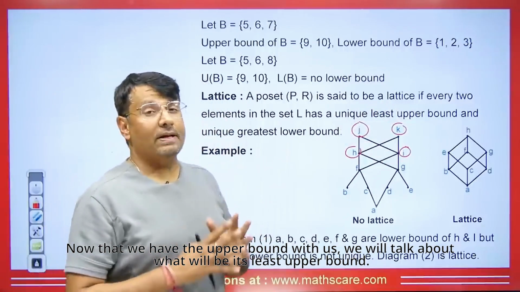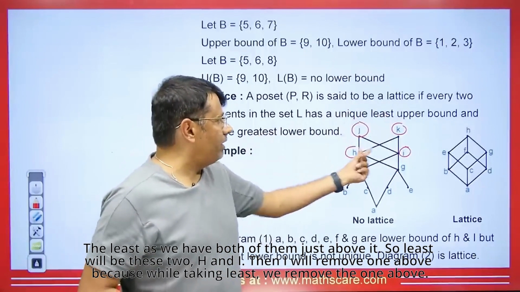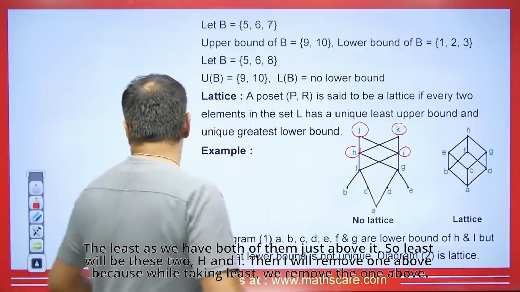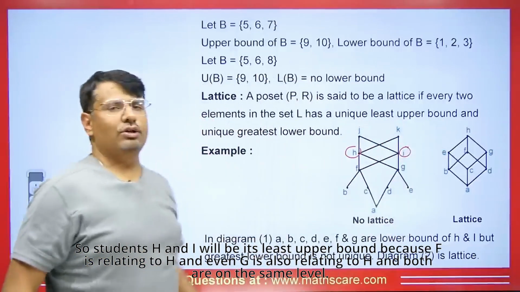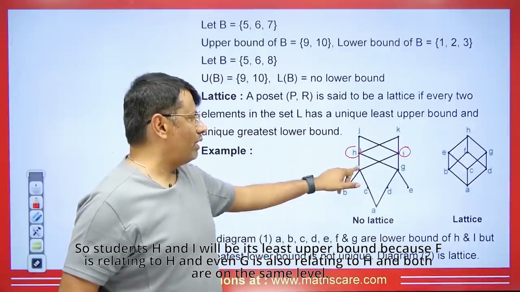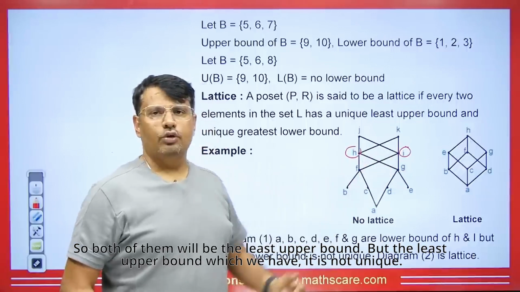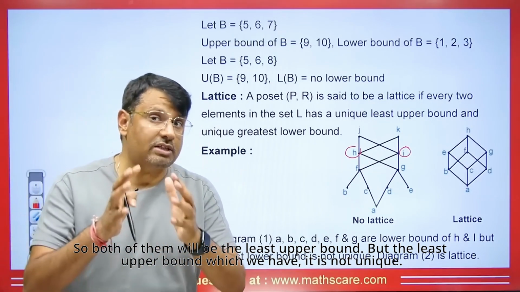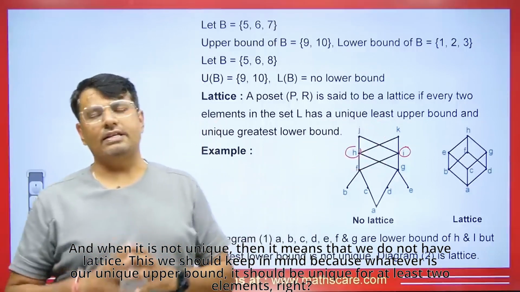Now that we have the upper bounds, we will talk about what will be the least upper bound. As we have both of them just above it, the least will be these two, h and i. Then I will remove the ones above because while taking the least, we remove the ones above. So h and i will be the least upper bounds because f is relating to h and even g is also relating to h, and both are on the same level. So both of them will be least upper bounds. But the least upper bound is not unique, and when it is not unique, it means that we do not have a lattice.